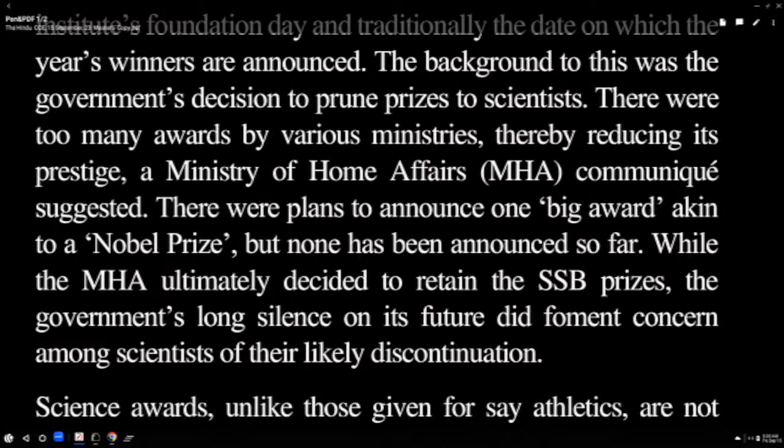But none has been announced. Means none of the prizes. Write the expression. None of the prizes has been announced. When we use none of the prizes, none takes a singular verb or a plural verb? Singular verb. So they have used the same. None has been announced so far. While the MHA ultimately decided to retain, I am sure you all know the meaning of the word retain. Retain means what? Hold back. Keep with you. The team has retained the title.